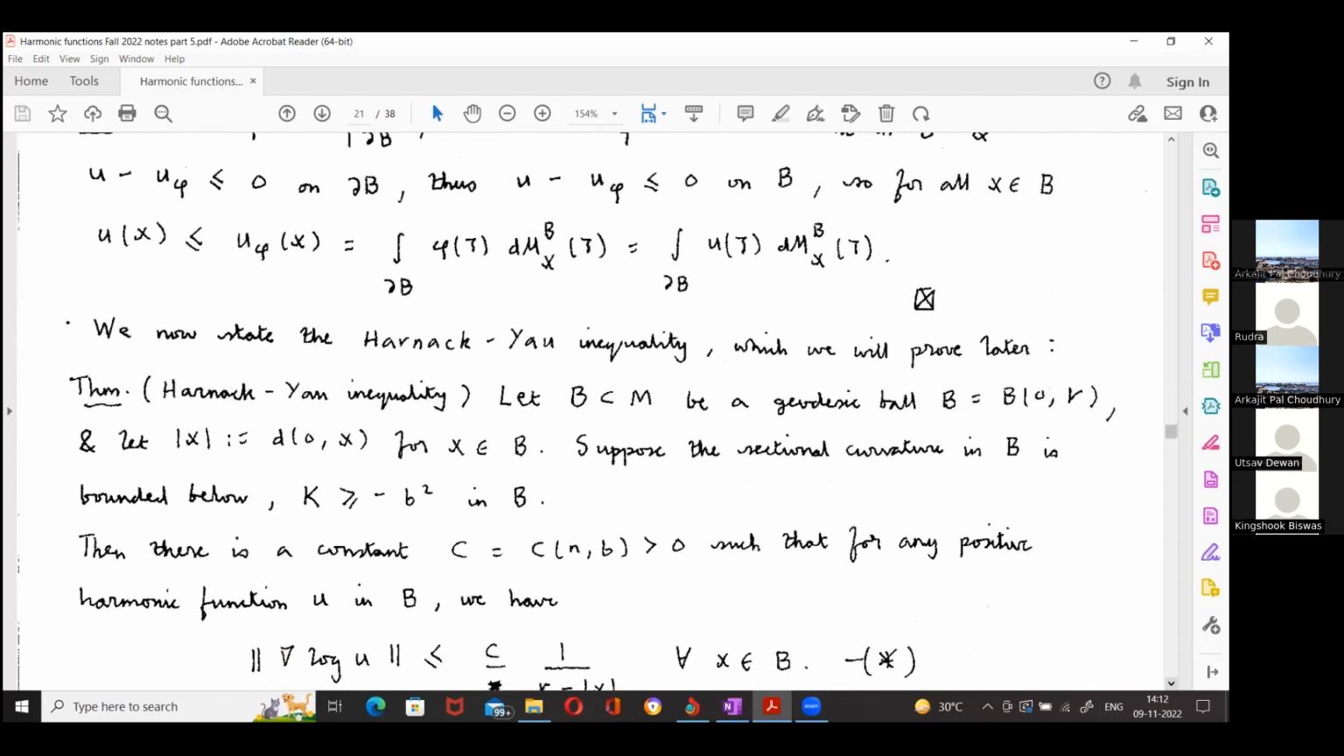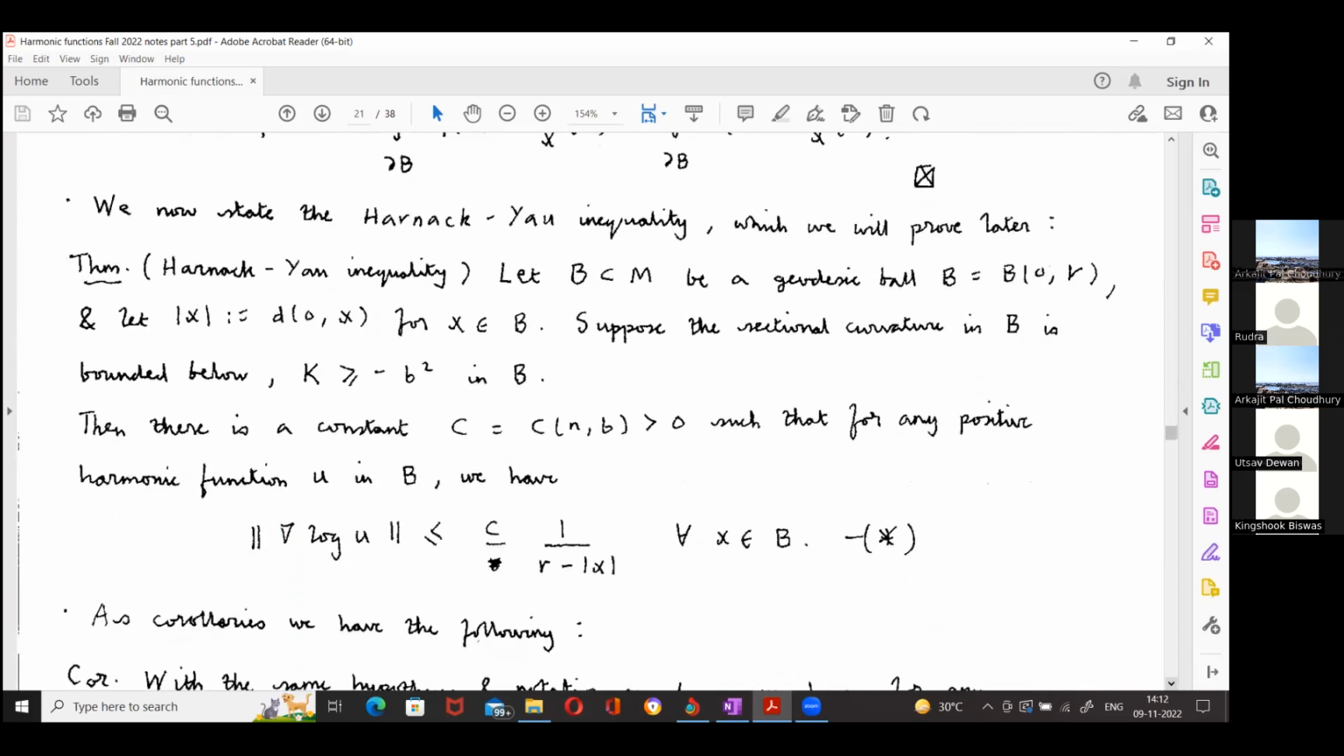All right. So now we're going to state the Harnack-Yau inequality, which is, if you like, a sharper version of Harnack's inequality, the classical Harnack inequality for positive harmonic functions in R^n. This is a version for Riemannian manifolds, which in a sense is sharper because Harnack gives a bound on the values of the function. This Harnack-Yau inequality will give a bound on the gradient of the function, which will imply the bound on the function. So it's a sharper bound in that sense.